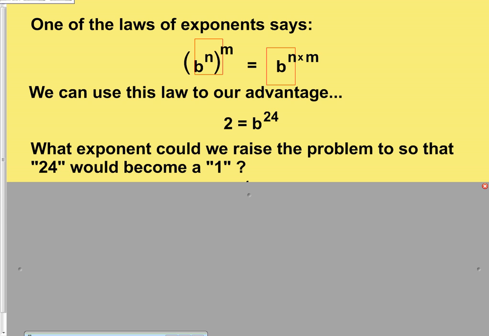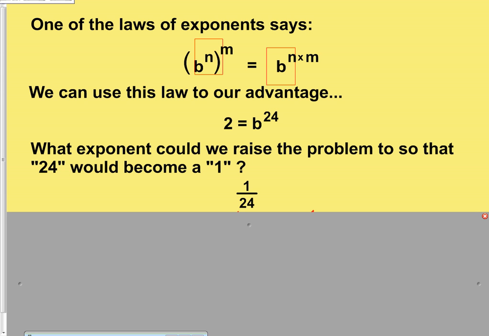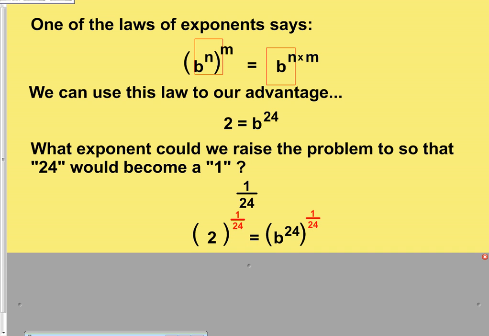Well, you would want to multiply by its reciprocal. If we took 24 and multiplied it by 1 over 24, then that would be a result of 24 over 24, and that is 1. Okay, so here's what the problem would look like on its next step. We're going to take both sides of the problem and raise them to the 1/24th power. We do this to both sides, as always, because whatever you do to one side of the problem, you must also do to the other side.